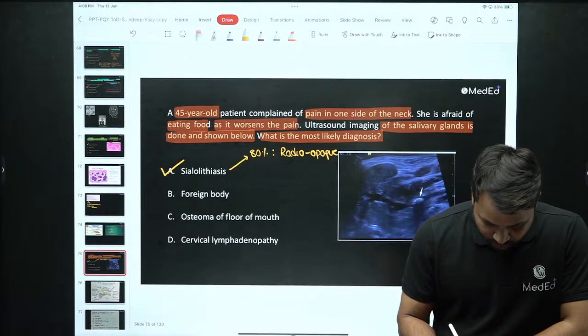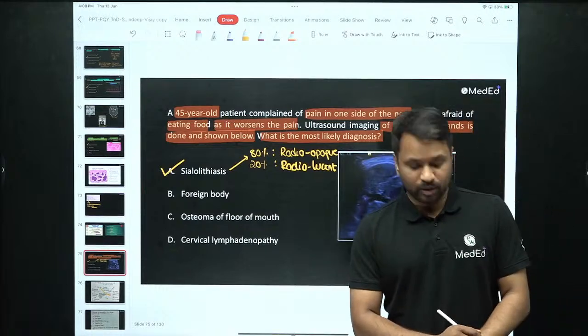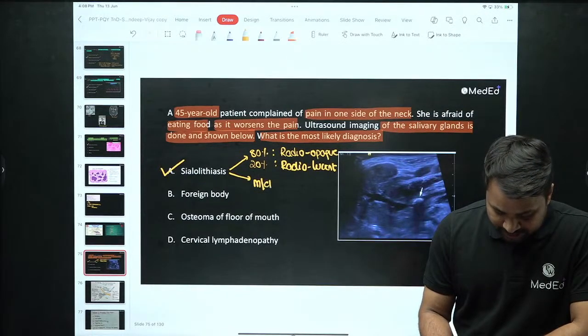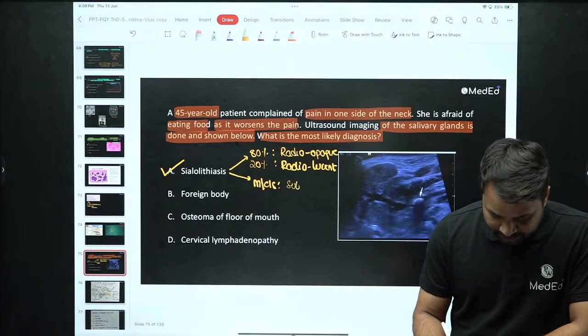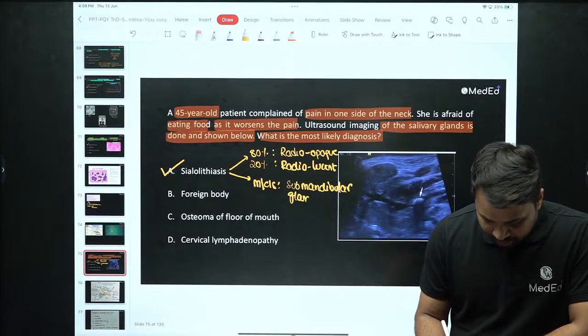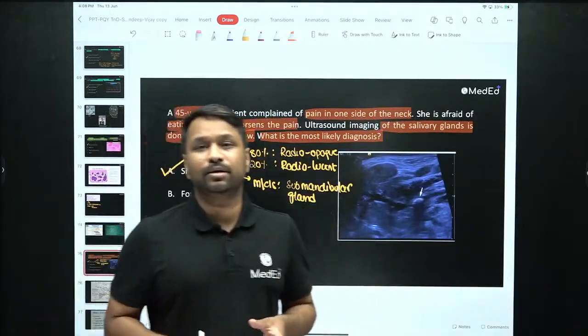They are radio-opaque and 20% of them are radiolucent. If I ask what the most common site is, the most common site is the submandibular gland. Reason: its secretions are rich in calcium.